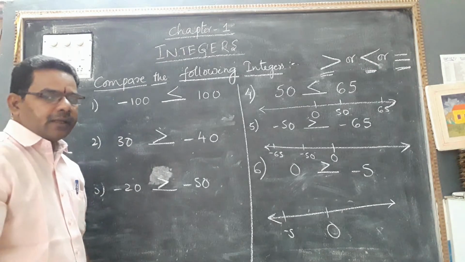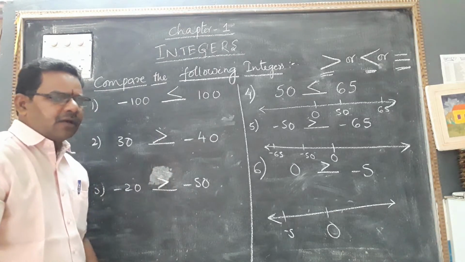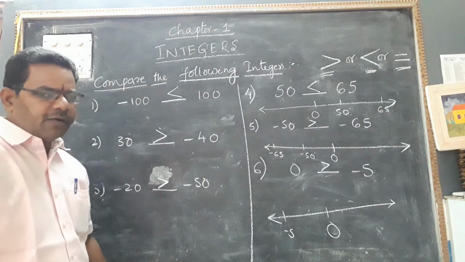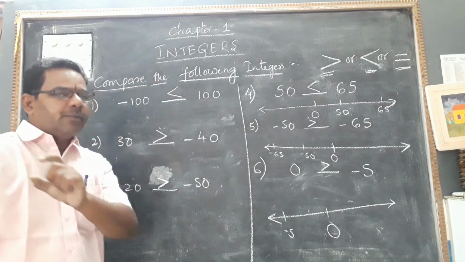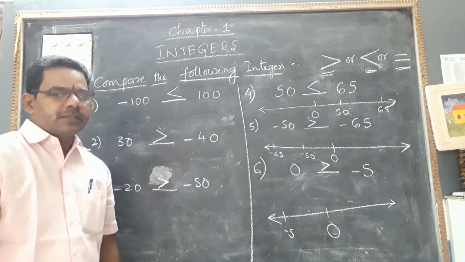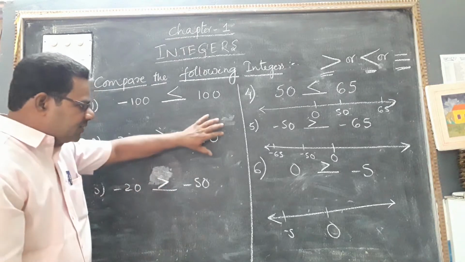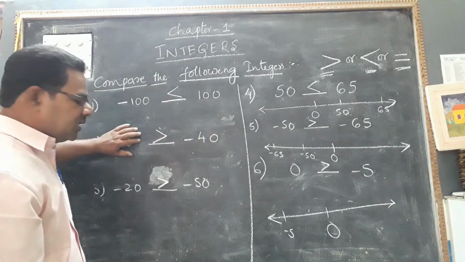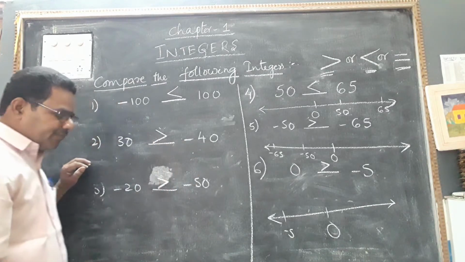It's a small trick. Suppose we have written unlimited numbers, 100 or 1000 or 2000 numbers. In those, if you put a negative symbol on any number, that will be the smallest of all the numbers. Okay. Here 30 and minus 40. Minus 40 is the smaller, 30 is bigger. So 30 is greater than minus 40.